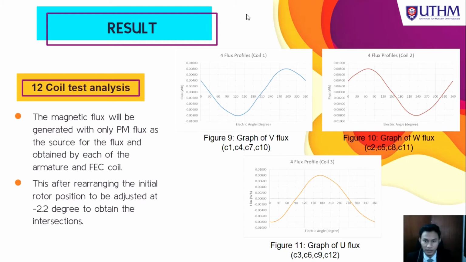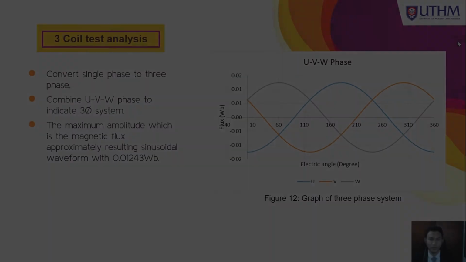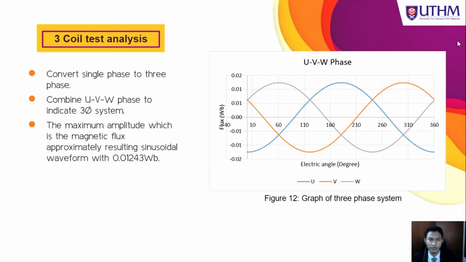For the graph of U, I already changed the zero rotor position to negative 2.2, and what you can see is the graph is in the range of 20 until 270 degrees. So now we proceed to the result of the 3 coil test analysis.